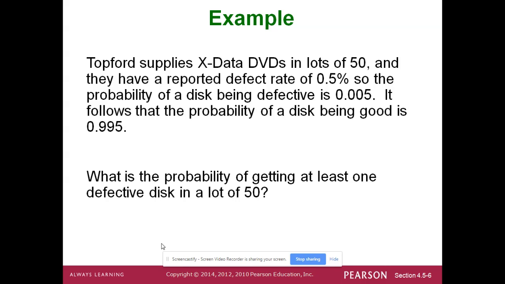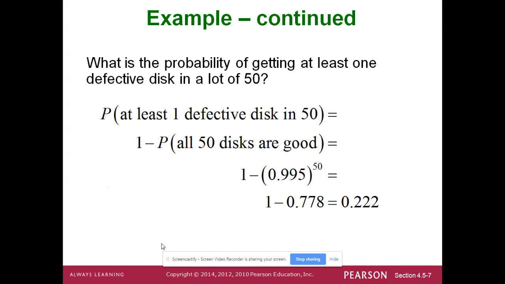So if we bought a spool of 50 of these DVDs, what's the probability of at least one of them being defective? Could be all 50 of them being defective. Could be 49 of them. Could be 12 of them. But what's the probability of getting at least one that's defective? So this is how we would do that.